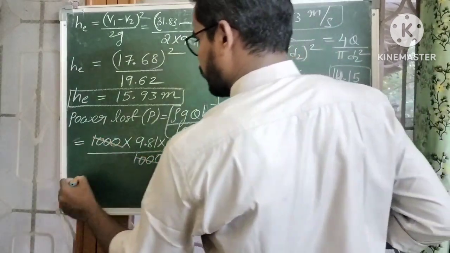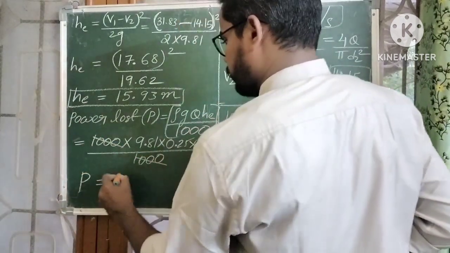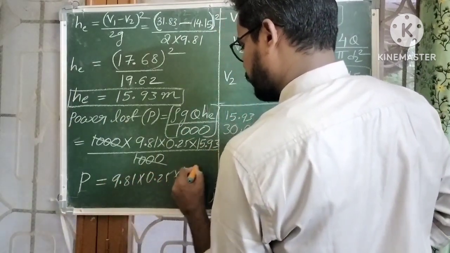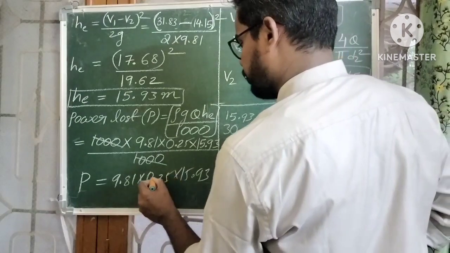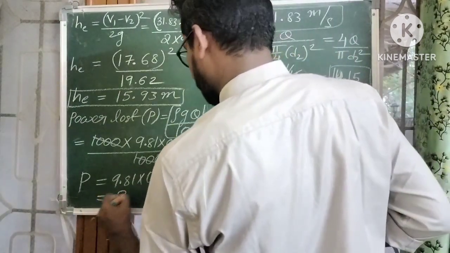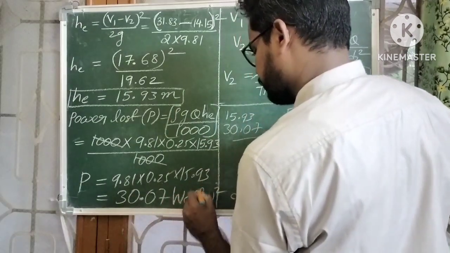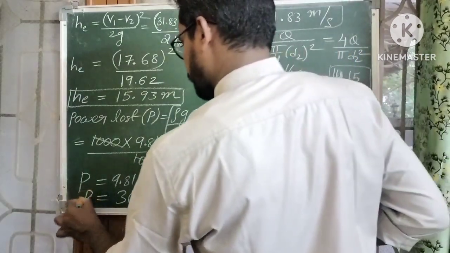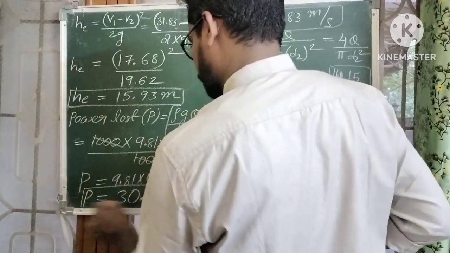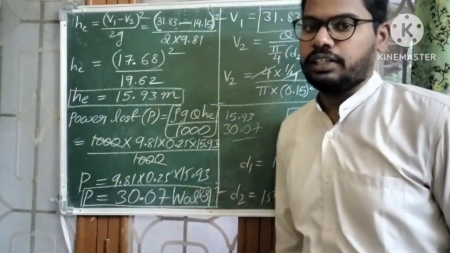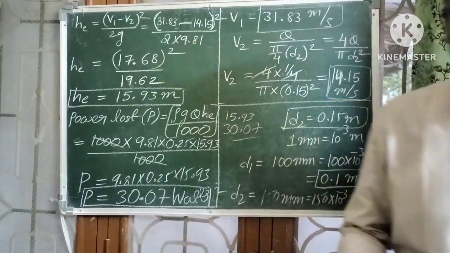So 1000 gets cancelled, and power loss P is equal to 9.81 into 0.25 into 15.93. If you calculate this, you will get an approximate value of 39.07 watts. This is the power loss due to sudden enlargement. So this is head loss due to sudden enlargement, and this is power loss due to sudden enlargement.